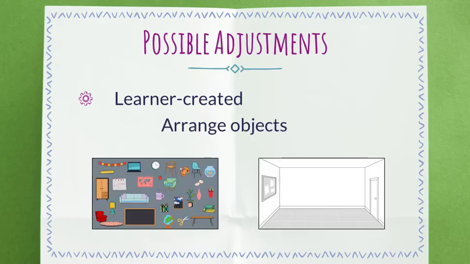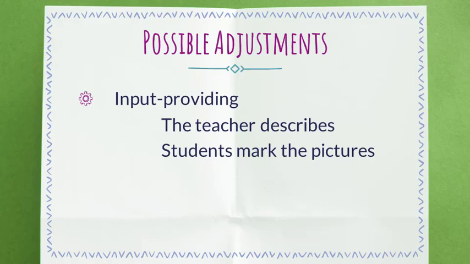A similar option is to have them arrange a set of objects in a room, like the picture here, which is from Canva. And after they have arranged everything in any way they want, then they interact with a classmate. And maybe just to change it up, instead of telling them to spot the differences, you can tell them to spot the similarities. And if you're concerned that your students might not be yet able to interact in pairs, you could turn it into an input providing activity where the teacher describes the picture and the learners mark the differences.